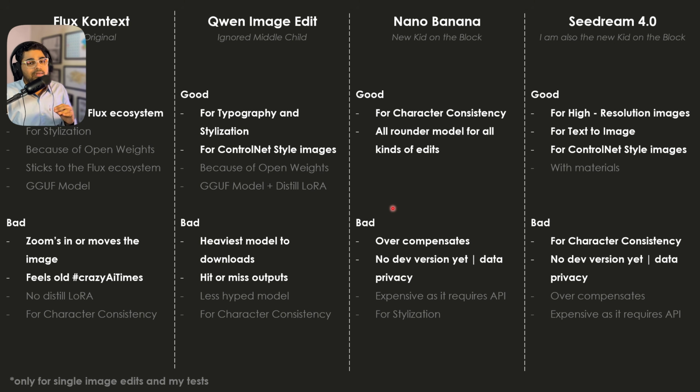If you're working with characters, or faces or humans, there is no greater model than NanoBanana at this time. But be careful, your images will be stored in somebody else's server, so that's something to be mindful of. And if you want high resolution images or text to image, then go with Seedream 4.0. For me personally, I am going to stick to QwenImageEdit for a long time until, let's say, Seedream 4.0 open weights come in. Till then, I will stick to QwenImageEdit. If I have to work with character, then only I will use NanoBanana, while keeping in mind that these images might be stored somewhere else.